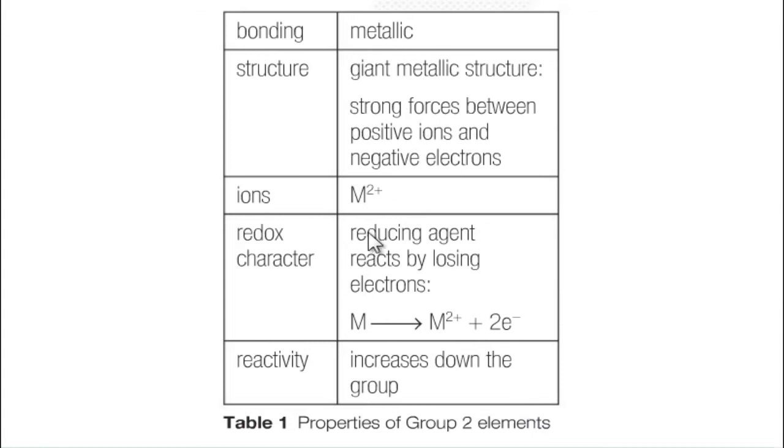So the properties of the group 2 elements in a nice summary table. So these are nice for your notes. The bonding is metallic and has a giant metallic structure, strong forces between the positive ions and negative electrons, and it has 2 plus ions whenever ions are formed, and it makes it by that equation there. As it is a reducing agent, it loses electrons and its reactivity increases down the group.